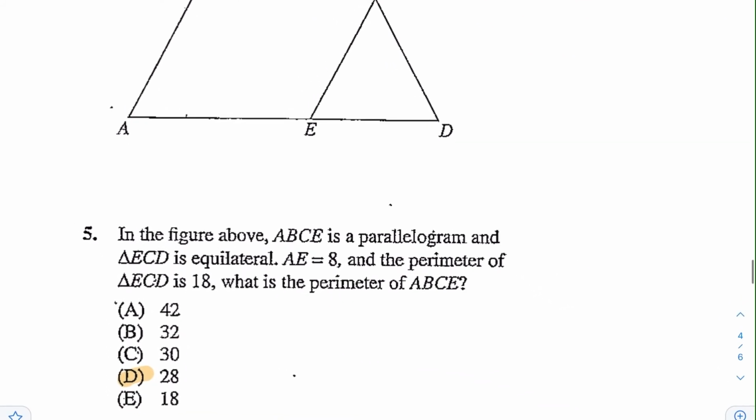All right, for number 5, in the figure above, ABCE is a parallelogram and triangle ECD is equilateral. If AE is equal to 8 and the perimeter of triangle ECD is equal to 18, then what's the perimeter of ABCE? All right, so here you can start with the fact that AE is equal to 8. That means that BC is also equal to 8 because opposite sides are equal in a parallelogram.